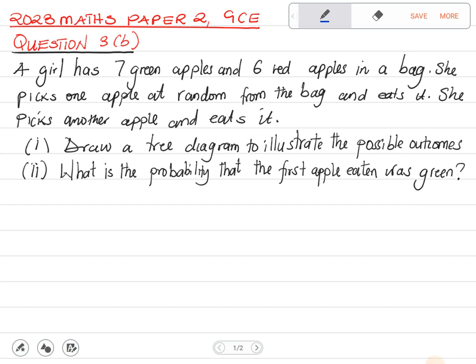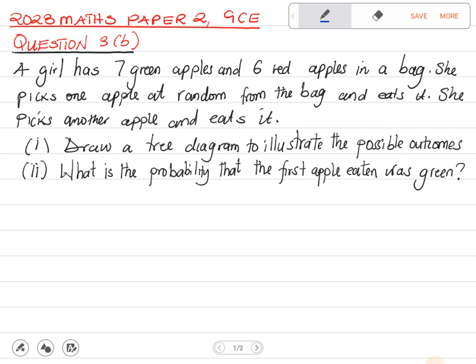She picks one apple at random from the bag and eats it. She picks another apple and eats it. Draw a tree diagram to illustrate the possible outcomes. What is the probability that the first apple eaten was green?